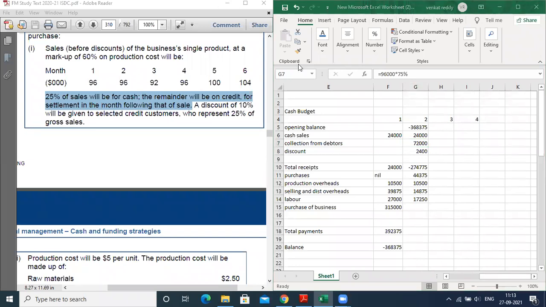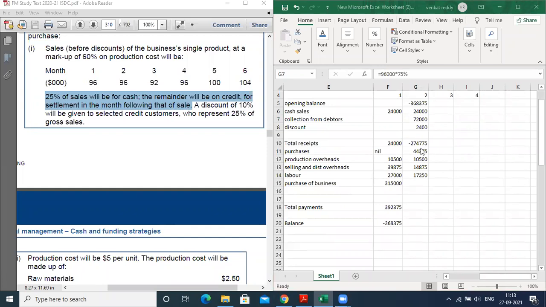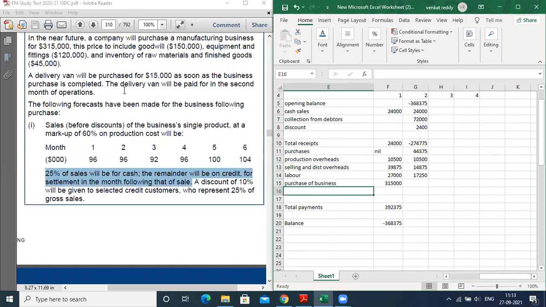Yeah. So purchase of business, there is no purchase of business in the second month, but we are purchasing. Here you can see the second month we purchase the delivery van.